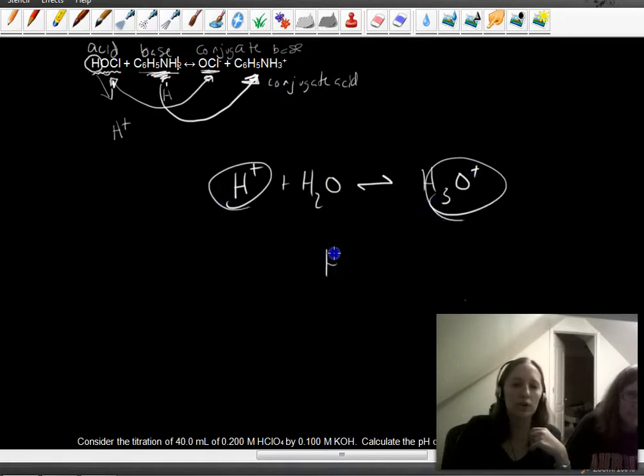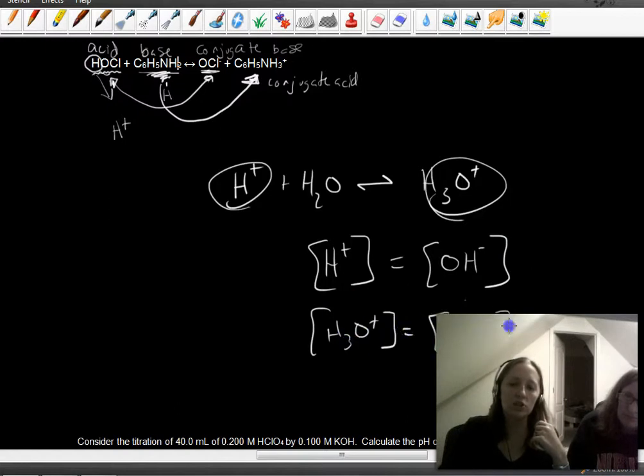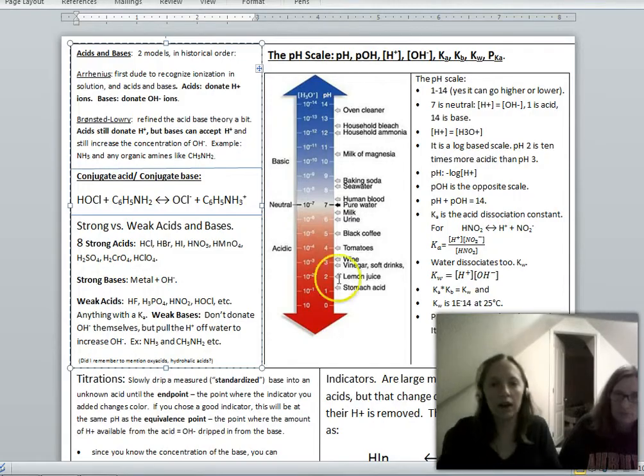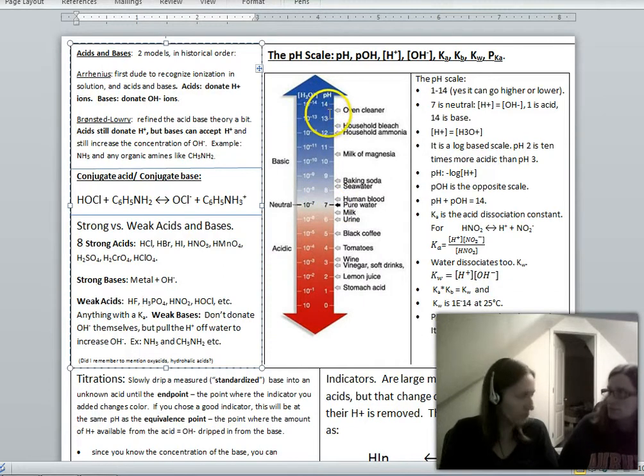Okay. So at pH 7, your H+ is equal to your OH- concentration. That's the same thing as saying this. So you can really just interchange hydronium with hydrogen ions, and it doesn't make any difference. So be aware of that. So there's acid, there's neutral where the concentrations are equal, and here's base where there is more hydroxide than there is hydrogen ions. And your pH goes from 0 to 14, which is kind of a nice, easy list.